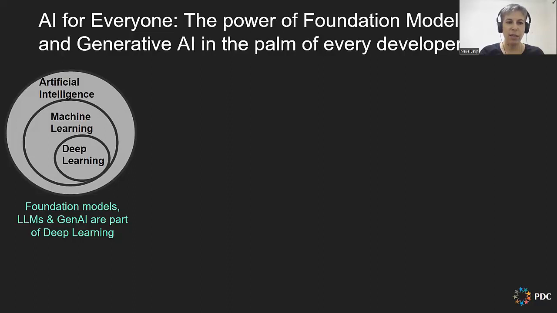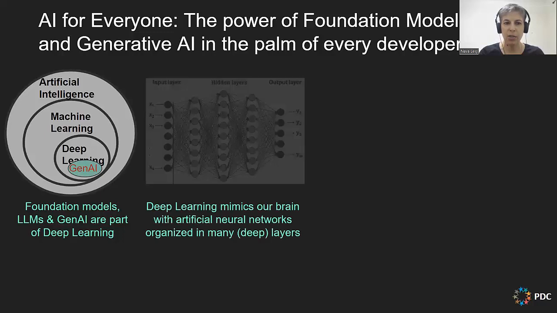So first of all, level set, deep learning is a subset of machine learning, which is a subset of artificial intelligence. Now, large language models are deep learning models, okay? Transformers are deep learning models. Generative AI is also a part of deep learning. So anything that you know or heard about relating to deep learning, you know, the huge models, the tens of millions of dollars you need to train such models, the enormous data sets, are also applicable to generative AI and large language models.